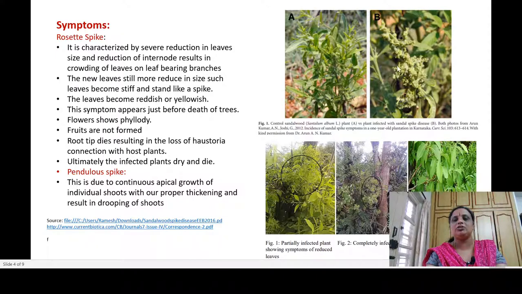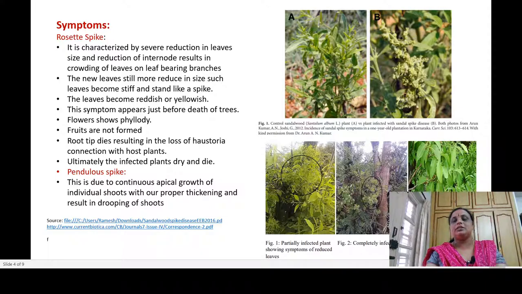See, here in this image you can find a branch showing a rosette spike, where the internode has reduced and the leaf size has also reduced, looking like a rosette. Hence it is called rosette spike. And also the newly formed leaves are still more reduced in size. The leaves become stiff and stand like a spike. The leaves become reddish and yellowish. This symptom appears just before the death of a tree.